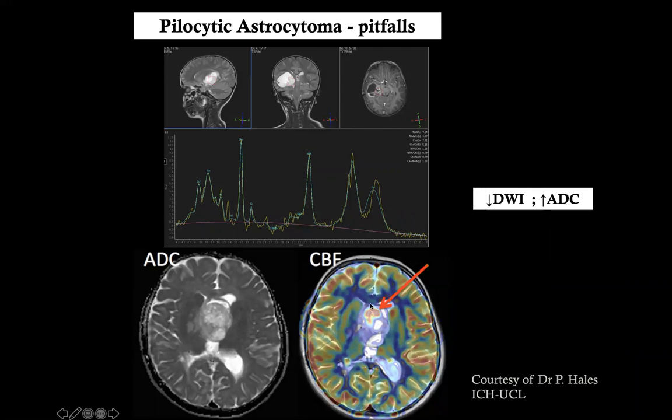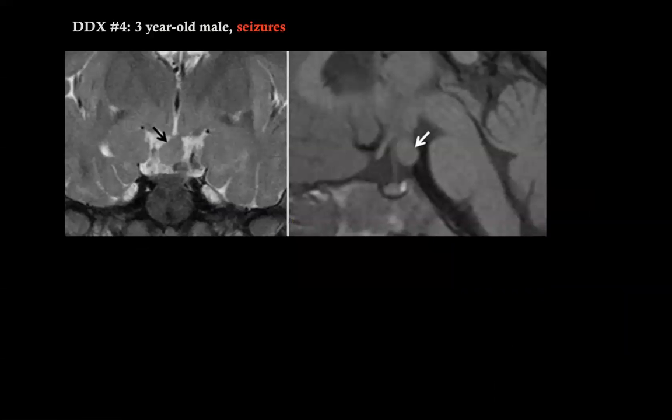This is not a GBM. This is an optic pathway glioma. So trust the diffusion first is my top tip for differential diagnosis of most of the pediatric neurotumors. And this is another case, a 3-year-old, but important is the clinical information that we have.